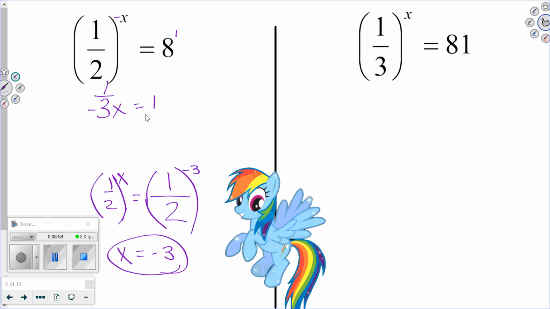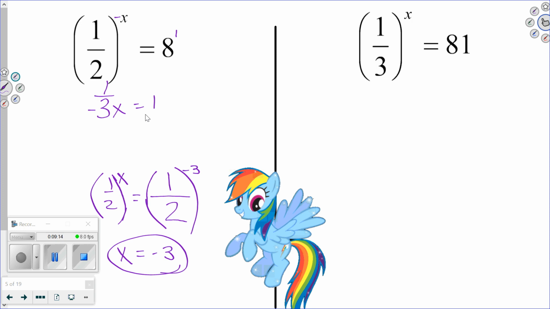Now, if right now your head is going, oh my God, I'm never going to remember which way these things go, I don't know what I'm doing with this, that's okay. I'm going to show you another one real quick we'll go through, and then I'm going to show you something that allows you to solve these without rewriting the bases as the same. So if the fractions confuse you, don't panic.